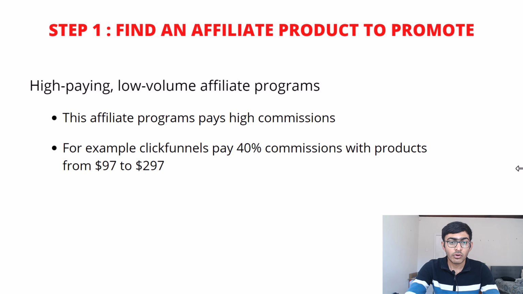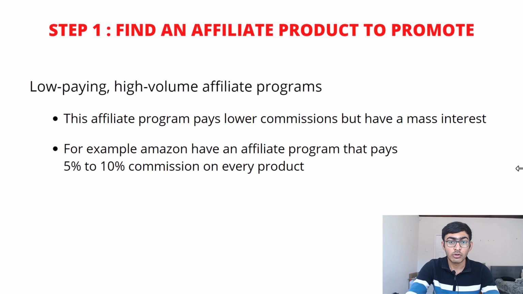So the first is high paying low volume affiliate programs. These affiliate programs pay high commissions. For example, ClickFunnels pays 40% commissions with products from $97 to $297. If you don't know what ClickFunnels is, it is a software that allows you to build funnels. And if you promote ClickFunnels as an affiliate, then ClickFunnels will pay you 40% commissions with the products of $97 and $297.